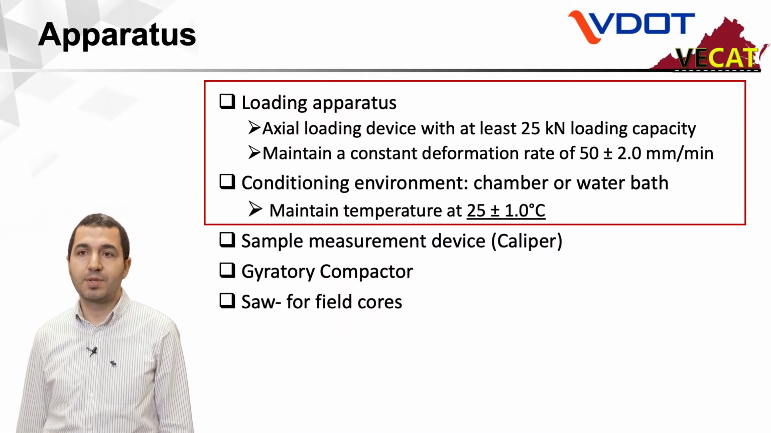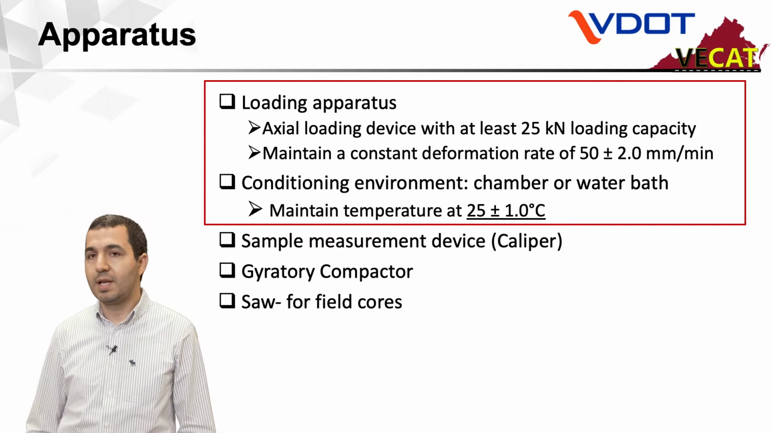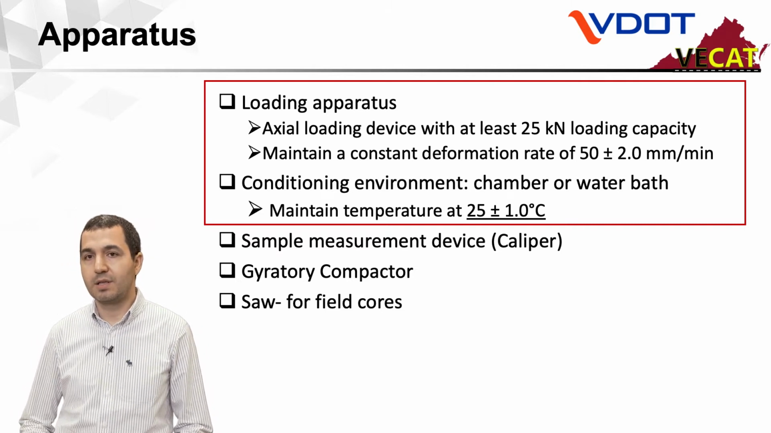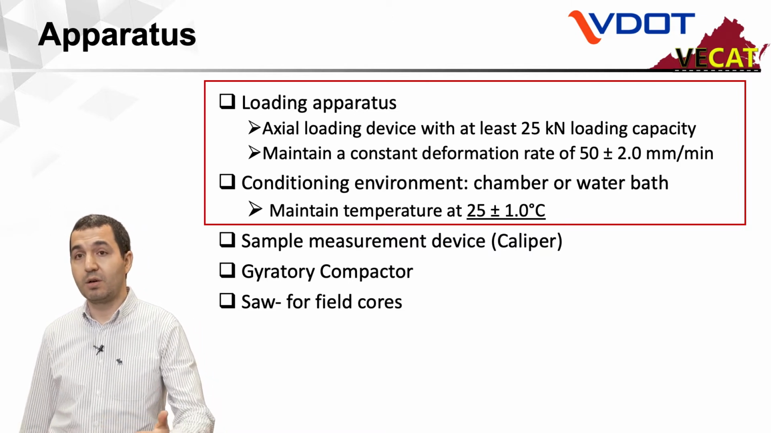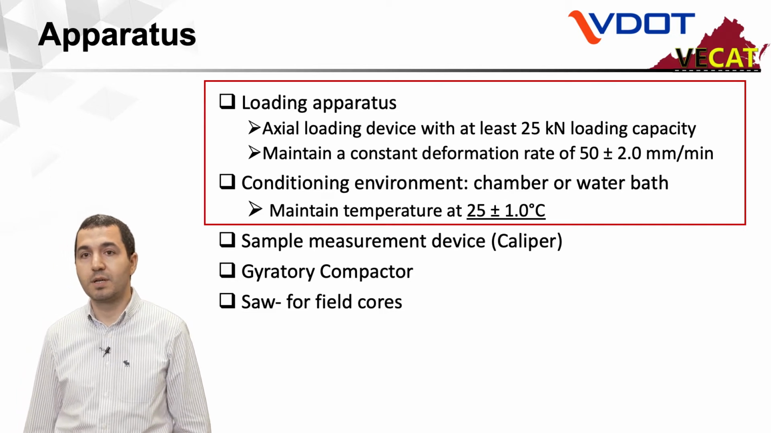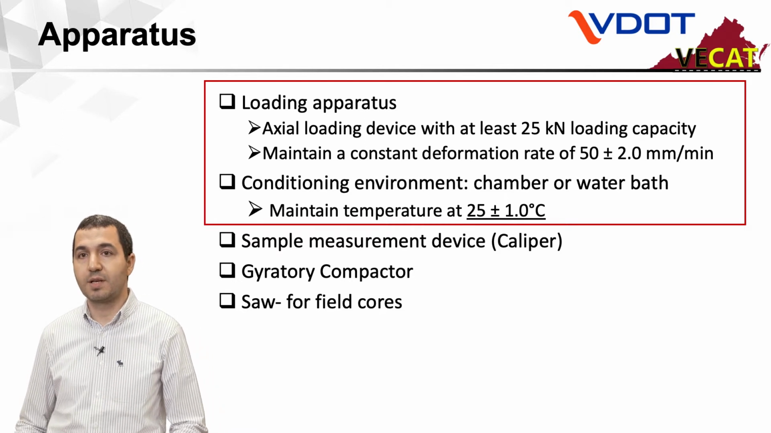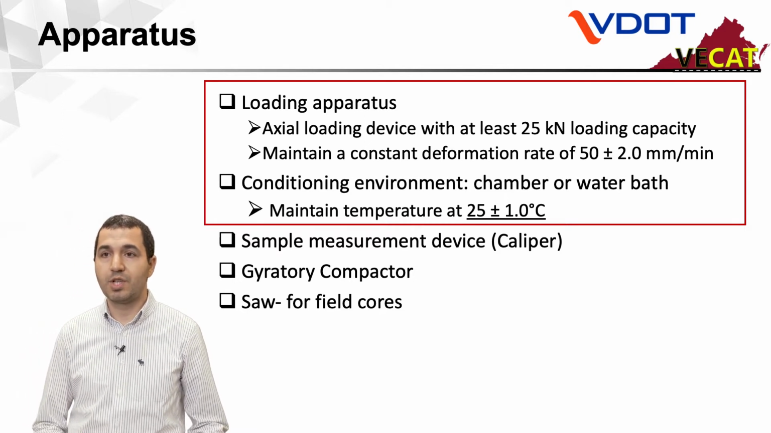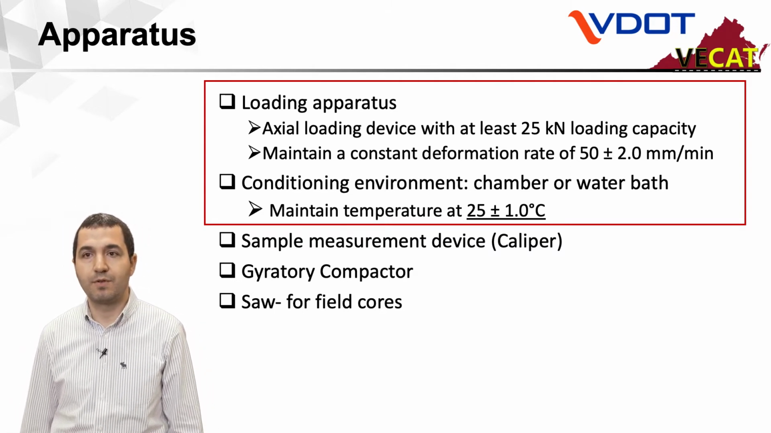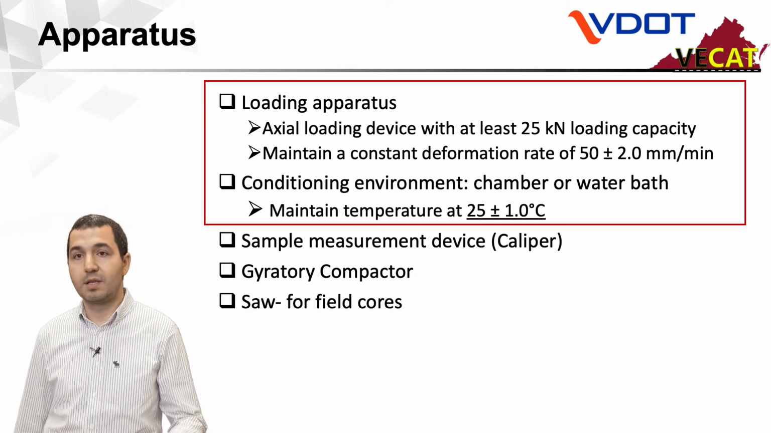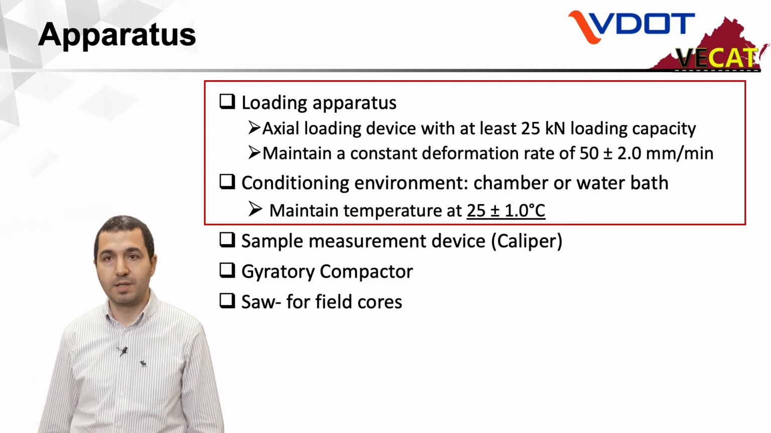The ASTM standard lists several apparatus to be able to perform this test. Many labs should have apparatus for the specimen preparation process, which are not all listed here. For example, you may need some ovens to prepare your specimens, but the main part for testing itself is the loading apparatus and conditioning environment, whether that's an environmental chamber or water bath, with the following features listed here. Please check the standard for further details. Note that the environmental chamber or water bath should be at 25 degrees Celsius.